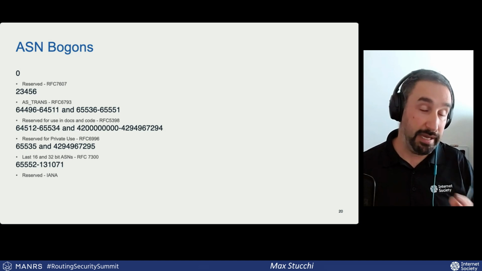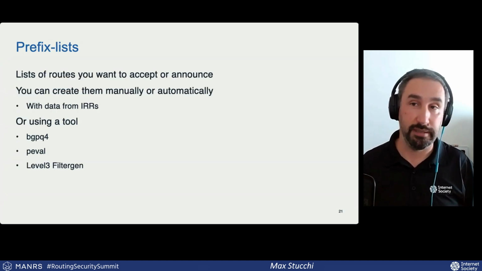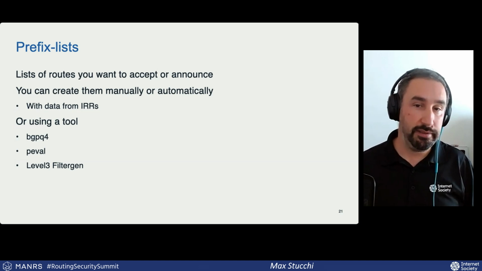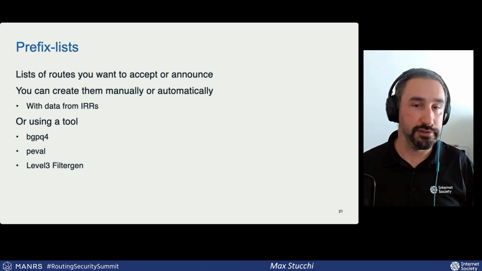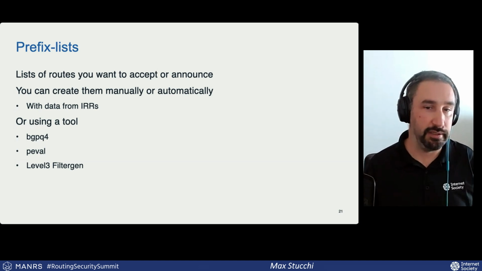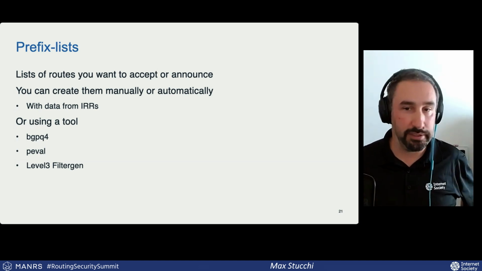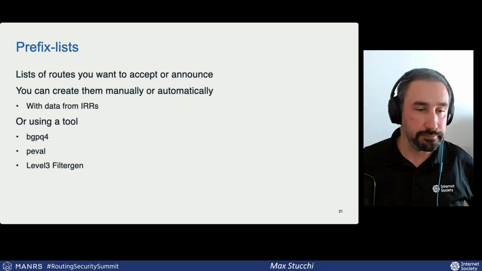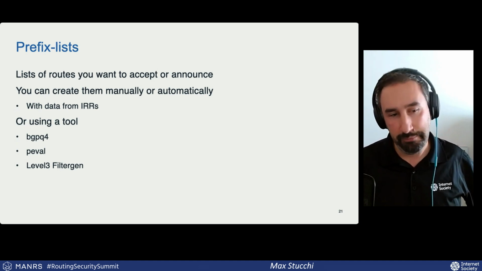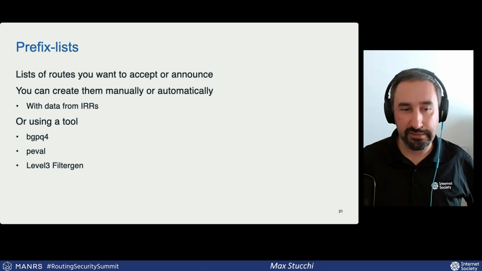So as you can see, we have a bunch of ASNs that you should not accept in your routing table, and then you have prefix lists that you can build with the routes you want to accept or announce. You can create them manually or automatically, especially with data from the IRRs. So I suggest using a tool. BGPQ4 is the latest and greatest.